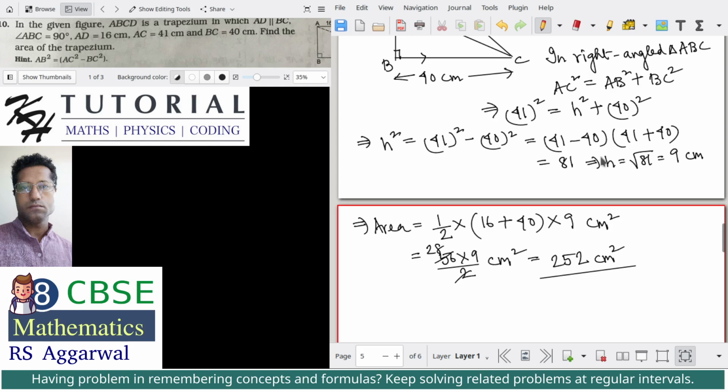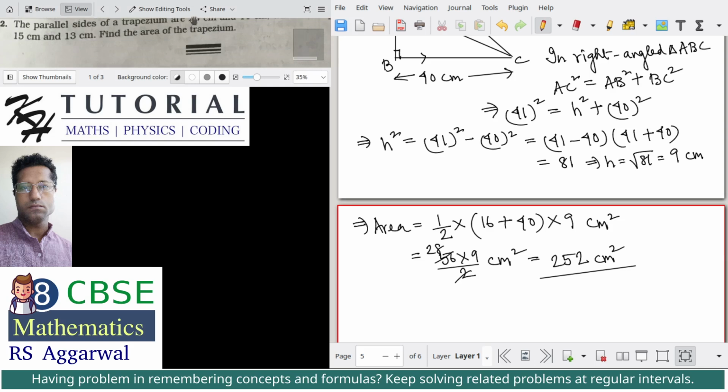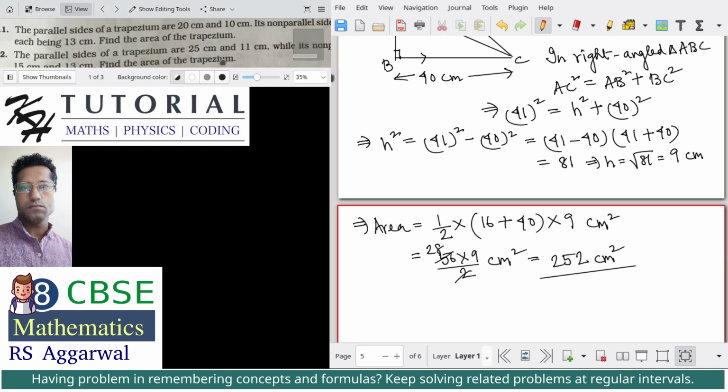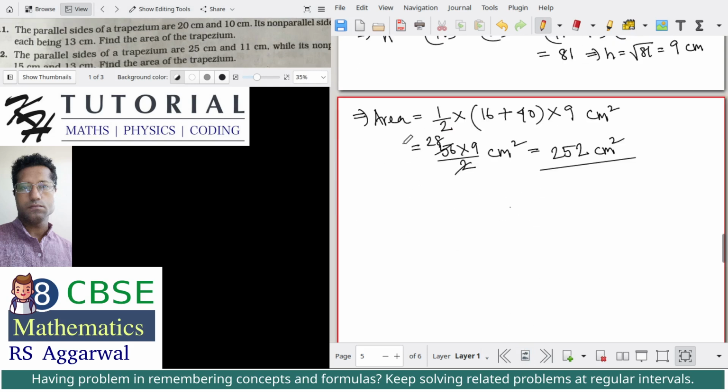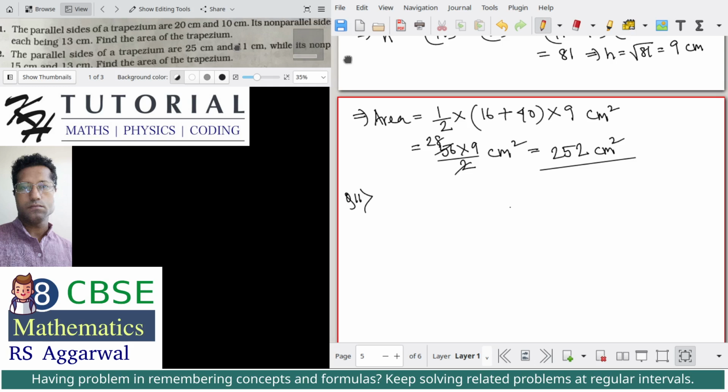Okay, let's do the last problem. Oh, there are two more problems. Okay. Question number 11. The parallel sides of a trapezium are 20 centimeter and 10 centimeter. Its non-parallel sides are both equal, each being 13 centimeter. Find the area of the trapezium.